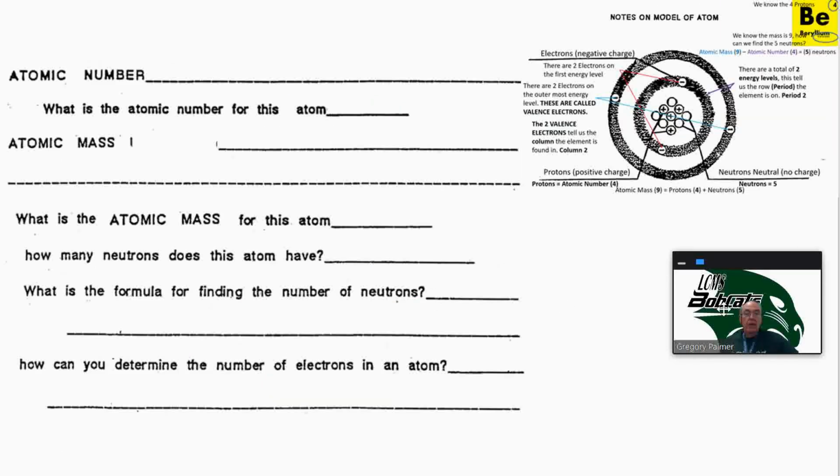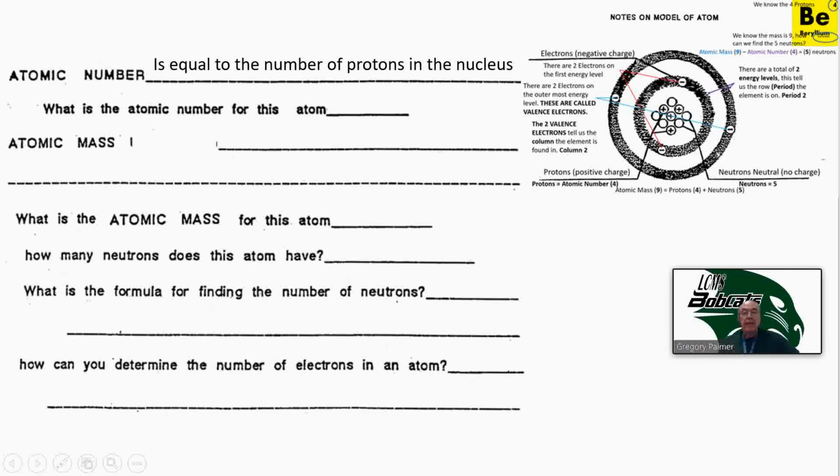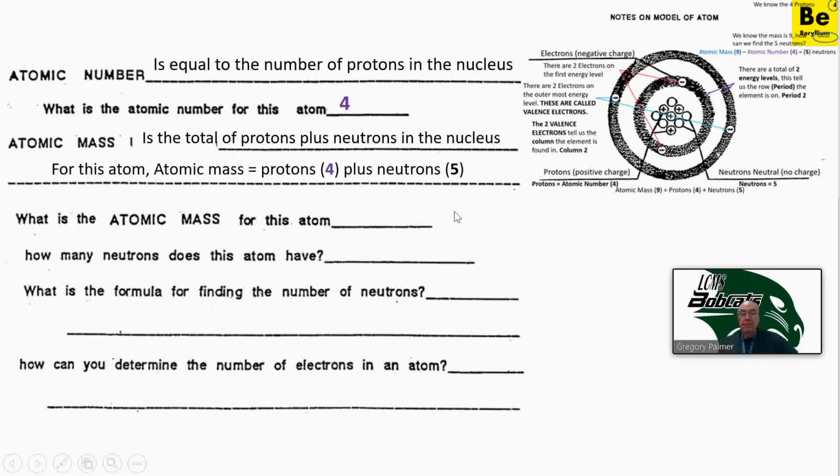So at the bottom of that page, I put the top over here so we can refer to it a little bit when we fill this out. So the atomic number is equal to the number of protons in the nucleus. So what's the atomic number for this atom? Well, we said it was 4, because there's 4 protons in this nucleus. The atomic mass is equal to the total of protons plus neutrons in the nucleus. So over here we looked and we said there were 4 protons and 5 neutrons, so the mass of this atom would be 9. So for this atom, the mass is the 4 protons plus the 5 neutrons, so its mass is 9.